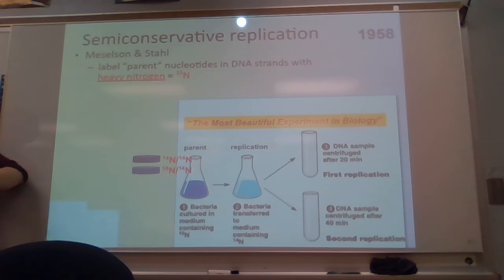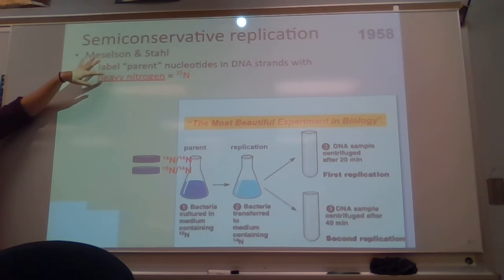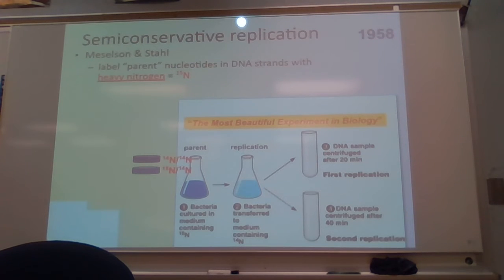So they started growing cells in this heavy nitrogen 15. Eventually, over time, all of the DNA in the bacterial sample is made up of this heavy nitrogen. Then they switched over to growing the bacteria in more regular conditions. The more common isotope of nitrogen is nitrogen 14. So the parent DNA had the heavy nitrogen. Any new DNA that gets added is going to have the lighter nitrogen.